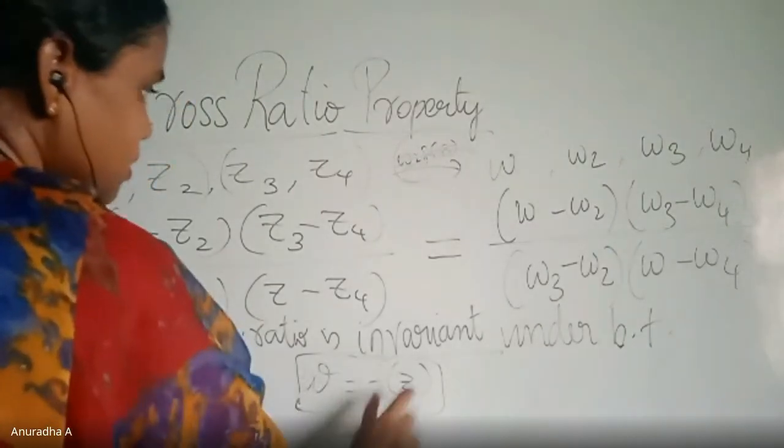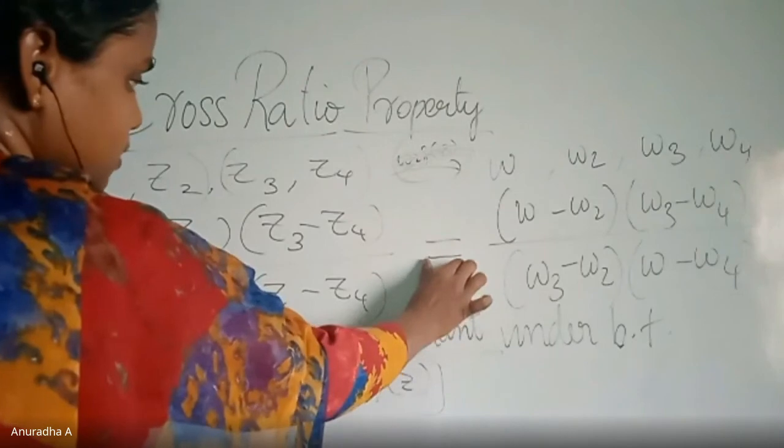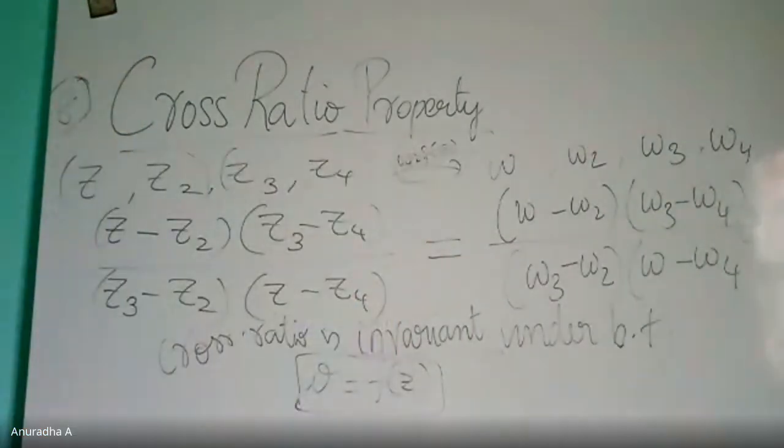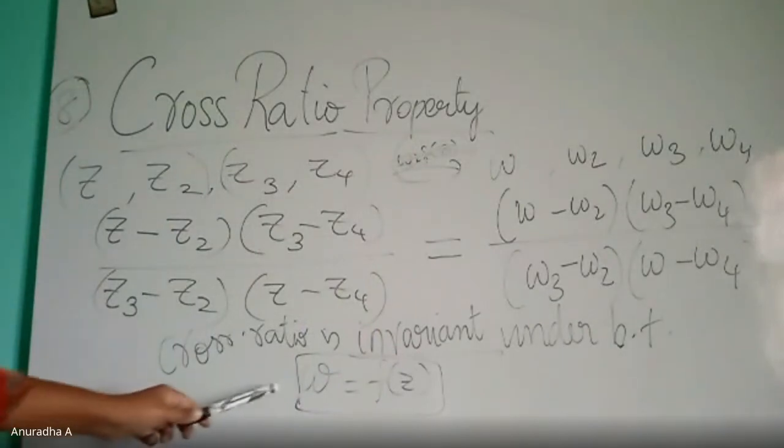Because we start with an equation, whatever you get as the answer will be the bilinear transformation. So that's the next two types of questions I told you. That is the second type of question.